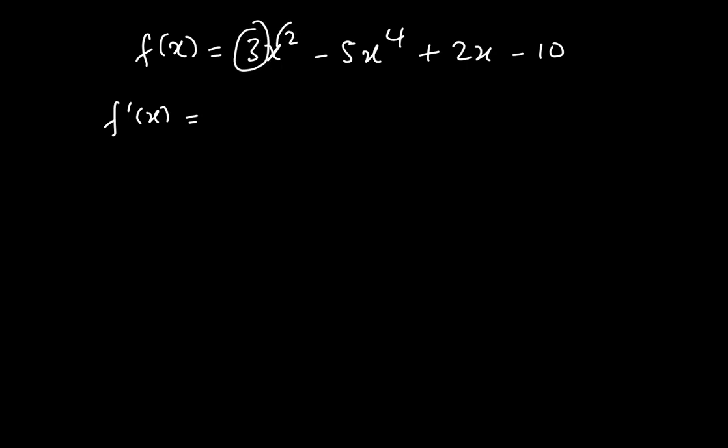So I'm gonna say this times that. That would be 3 times 2, then I write my x, and then I'm gonna say the exponent minus 1, so I say 2 minus 1. Okay, then here the exponent is still not 1, so I'm gonna say this times that. So I'm gonna say negative 5 times 4, and then I write my x, and then I say the exponent minus 1, so I say 4 minus 1.